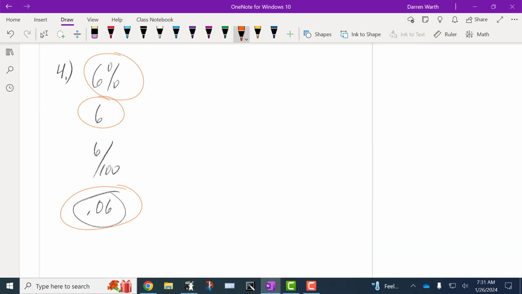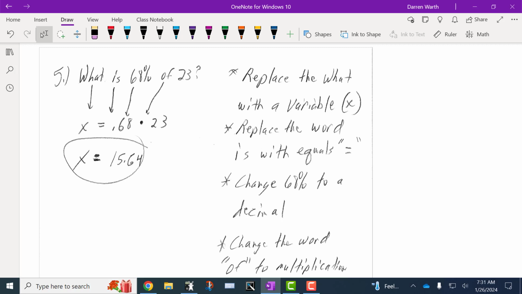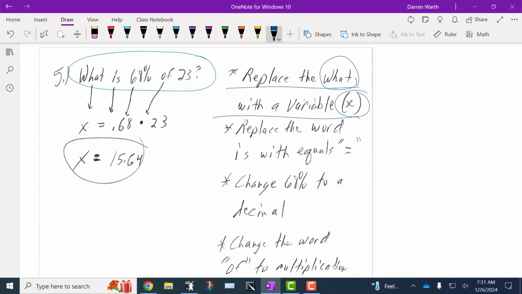Now this just leads up to example number 5. It's not really a story problem, but just a little bit of a question here. It says, what is 68% of 23? So we have to remember all the different meanings of the words in English as we write them in mathematics. You're going to replace the what with the variable x. And once you're done doing that, you want to replace the word is with equals, because is in mathematics means equals.